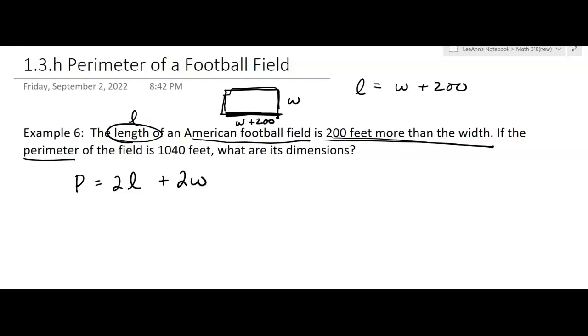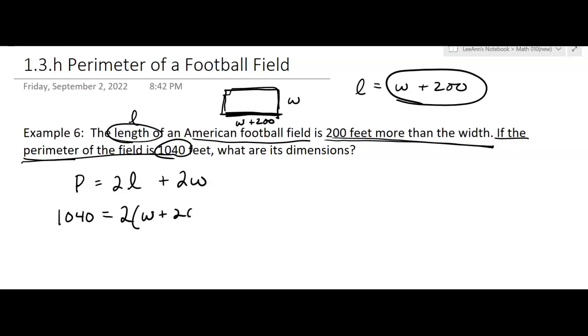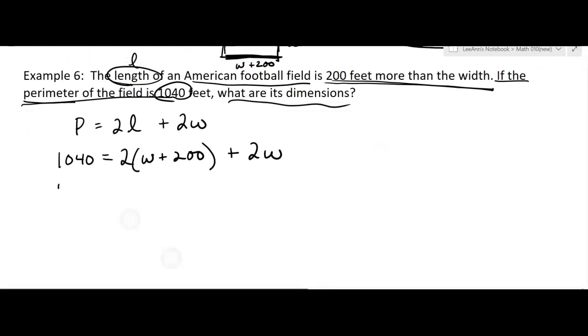Okay. It tells me if the perimeter is 1,040 feet. So it tells me the length of the perimeter. Maybe I want to put a fence around the football field. And then that's going to equal twice the length. But we have a representation for length. It's W plus 200. And then we have plus 2W. Now you want to make sure when we solve this equation that we only have one variable. Notice it's all in terms of W now. And then we're supposed to figure out the dimensions, which means length and width. So there's our equation.